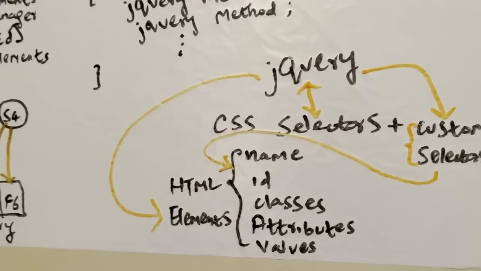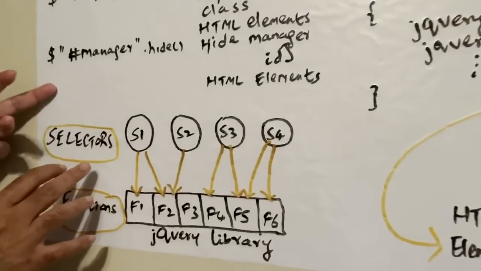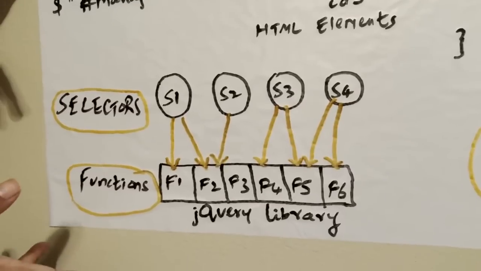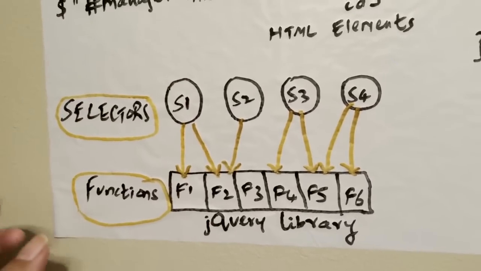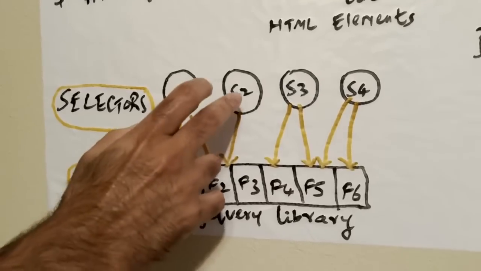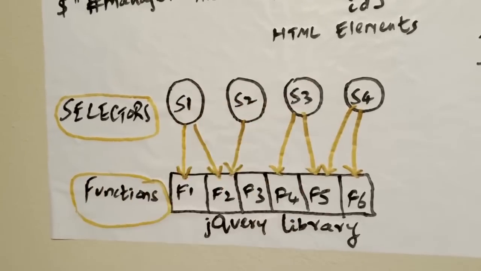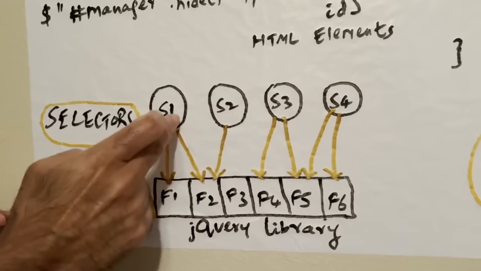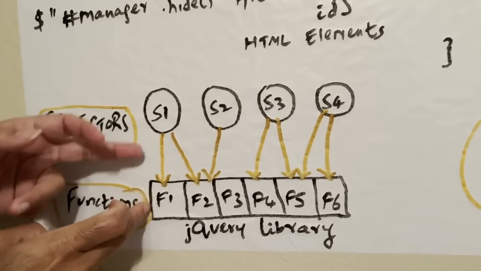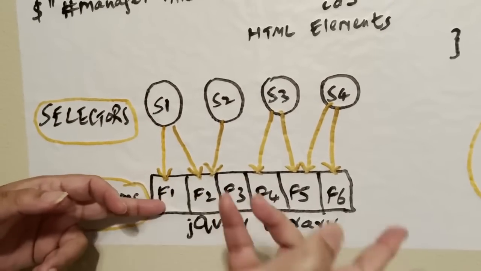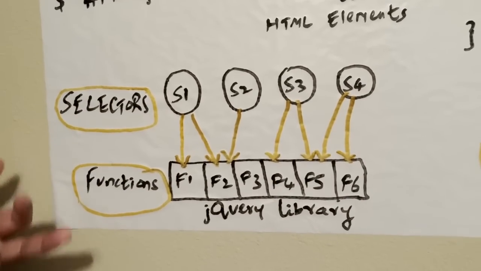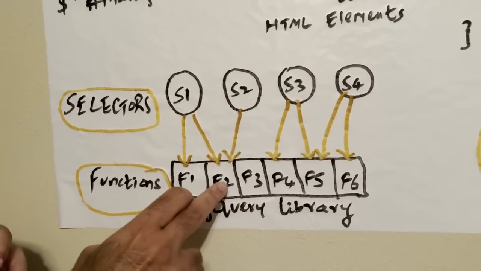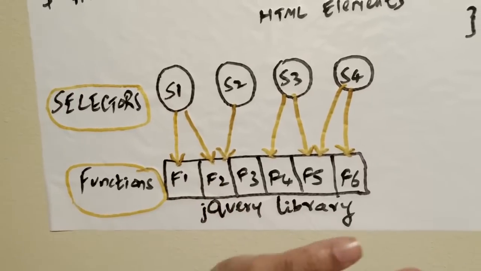Okay, let's move here and see the different kinds of selectors. This is a broad example. There is a selector one, it can be a grouping selector or individual selector. S2, S3, S4. Functions. So each selector will select from one or multiple functions. Say there are 6 functions available for a company, for a department, which are using the jQuery library like a leaf node.